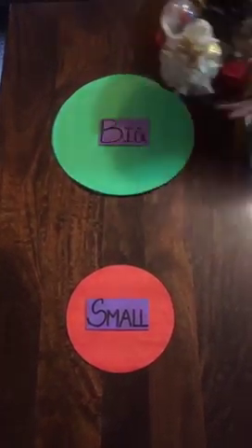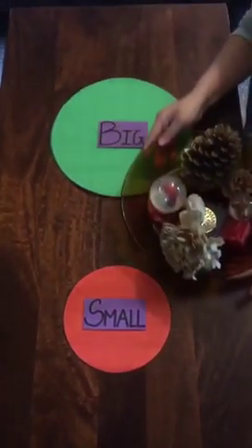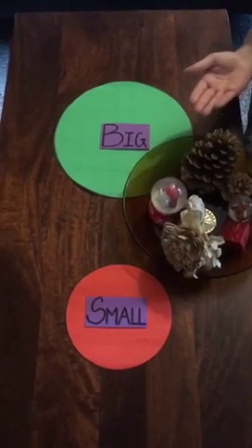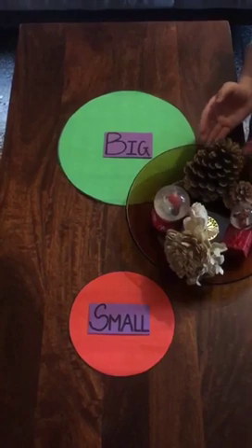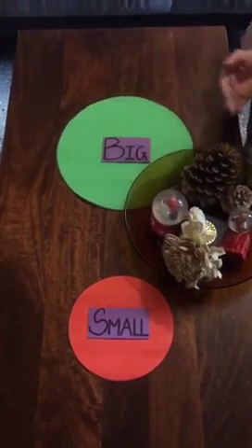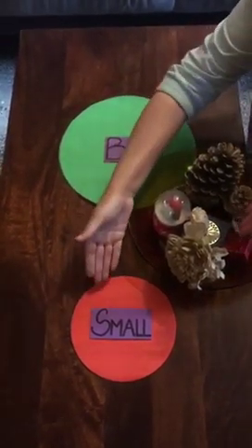I have a tray full of objects which have objects that are big as well as small. We will place the big objects in the big circle and the small objects in the small circle.